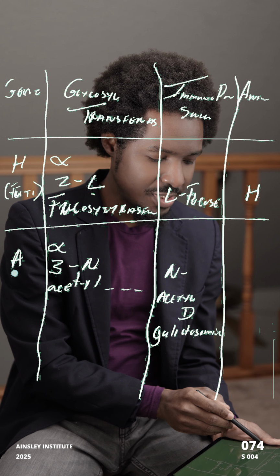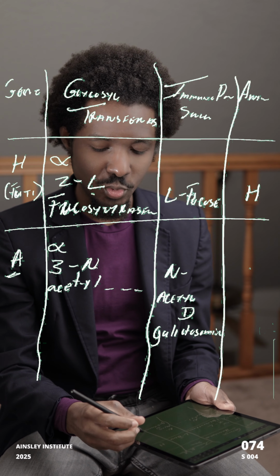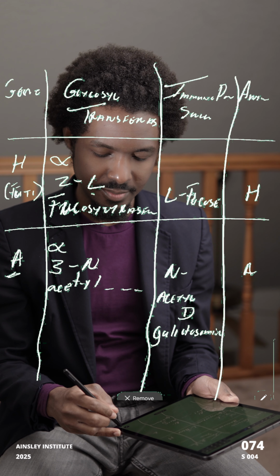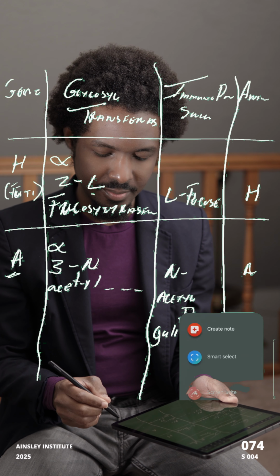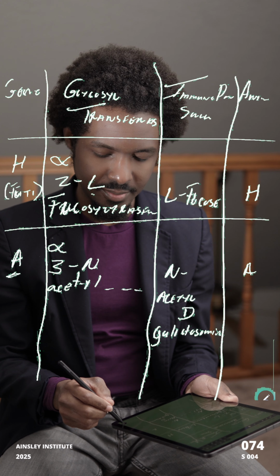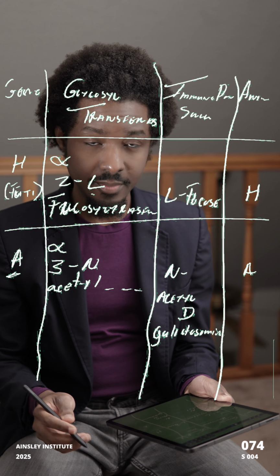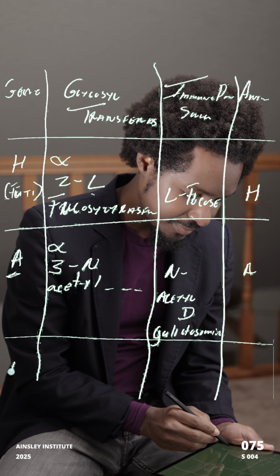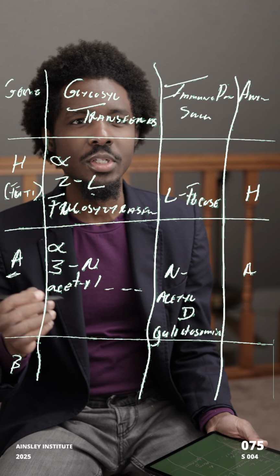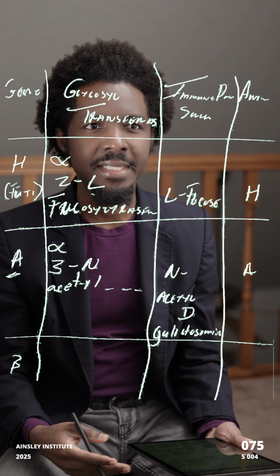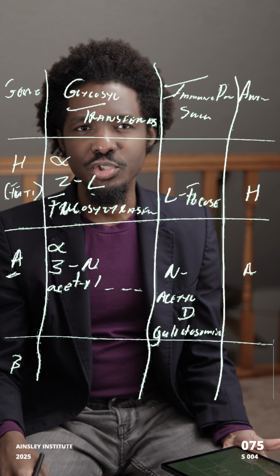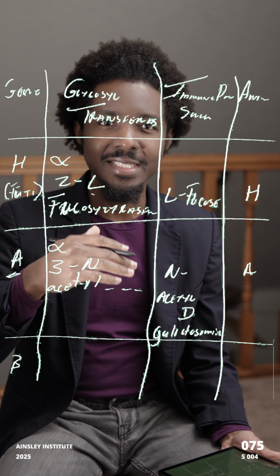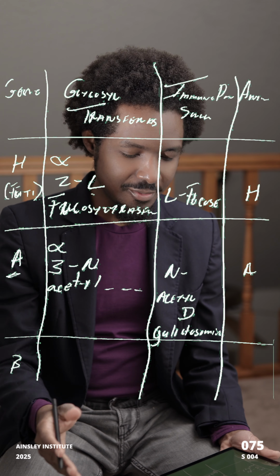And remember, we started with A, so we are going to end with A. Beautiful. Now, let's go to B. I don't want you to be intimidated by the glycosyl transferase. I just want you to be able to identify them and understand the sequence of operation.